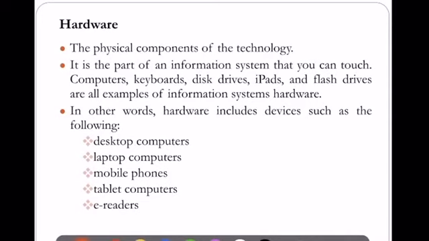So the first component of information technology is hardware. And when you say hardware, it is a physical component of the technology or the physical part of any device. We call it hardware. It's a part that you can touch and that you can see. So computers, keyboards, disk drives are all examples of information system hardware. So when you say hardware, we have desktop computers, laptops, mobile phones, tablet computers, and also readers. So any physical part of a technology, we call it hardware.